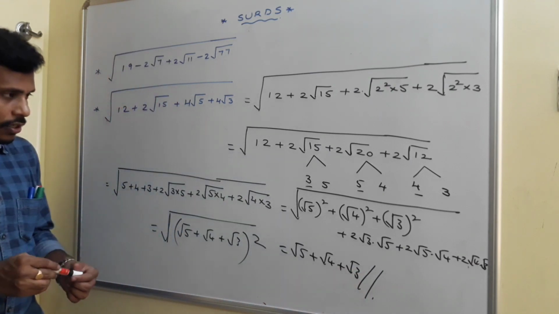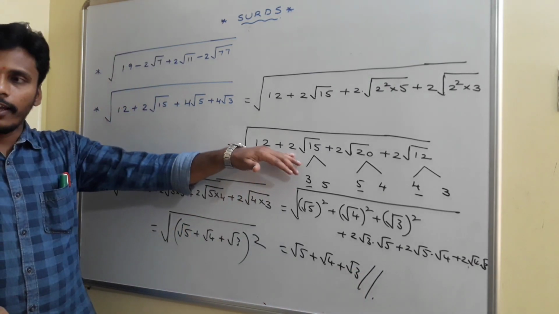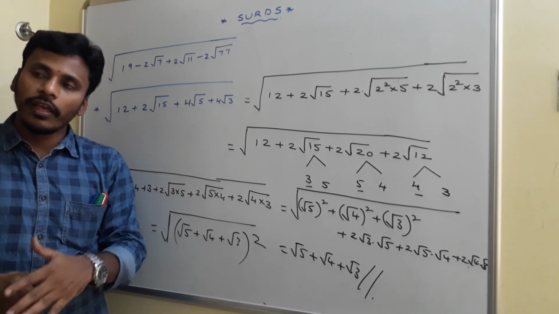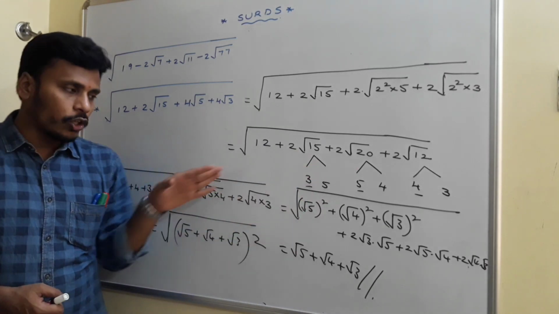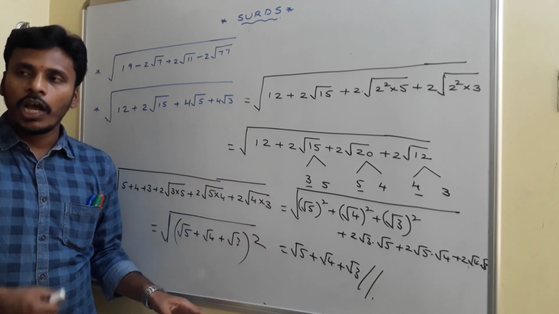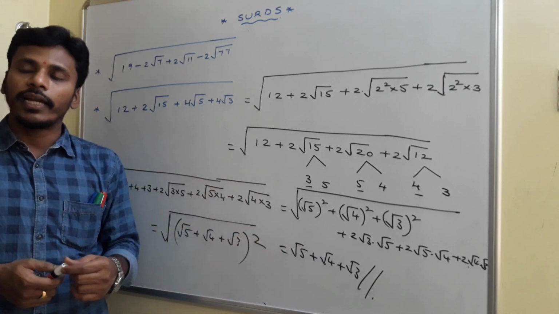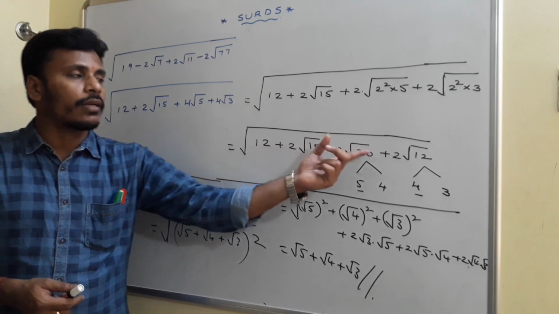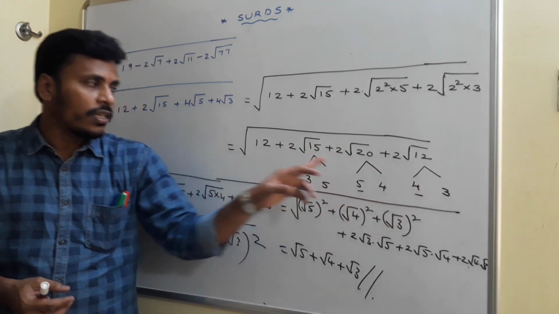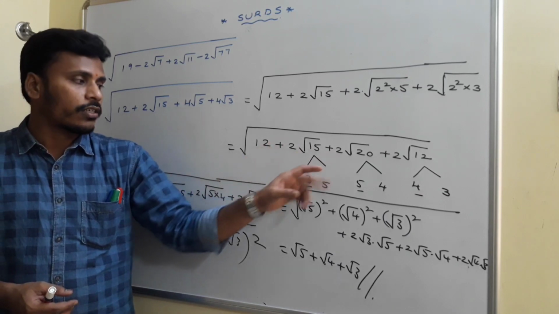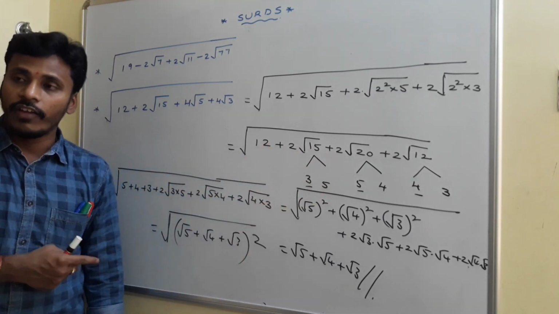This is the actual procedure, but after this second step, you have a chance to announce the answer as root 5 plus root 4 plus root 3 without doing these many steps. Right? With practice, automatically you will get an idea how to split the given numbers into different forms like 3 5, 5 4 and 4 3 such that the sum is 12 and the products are correspondingly like this. Just have a look.